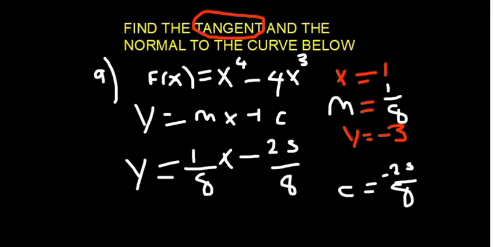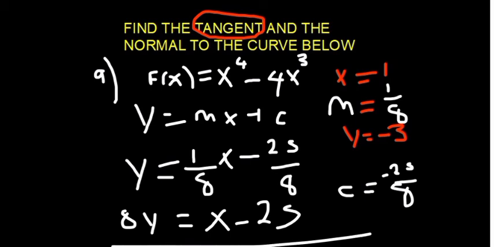So at this point of time, you need to be a bit advanced. You need to write your equation in this form. You multiply it by 8. We don't want fractions. So it's going to be 8y equal to x minus 25. So this is the equation for the normal to the curve.